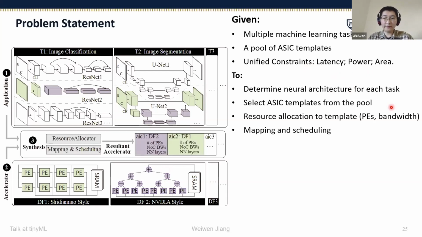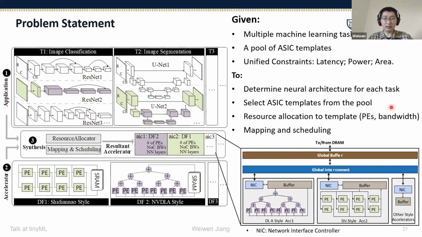Then, for a specific neural architecture, a dedicated template will be selected from the template pool, and the resources, including the number of processing elements and the bandwidth, will be allocated to each template to finalize the heterogeneous ASIC chip. After this, the mapping and the scheduling will be conducted on the ASIC chip. Finally, we can obtain a heterogeneous ASIC chip to support multiple tasks as demonstrated here. For example, we use image classification and image segmentation as different tasks in our inputs.